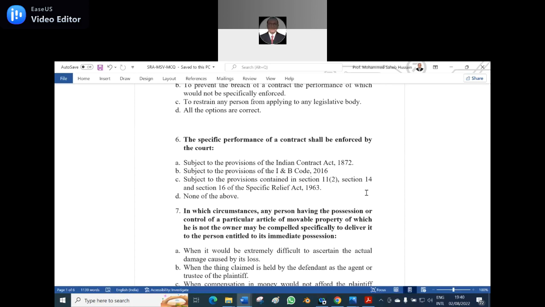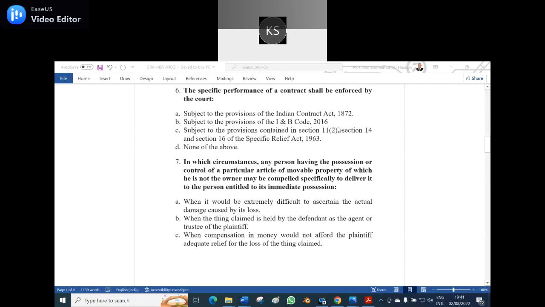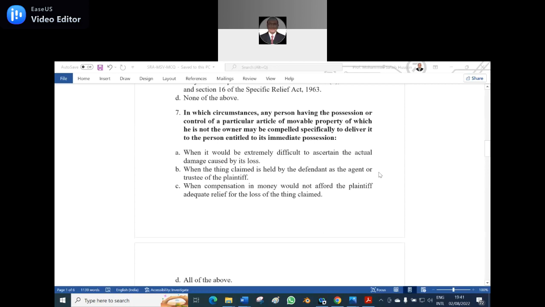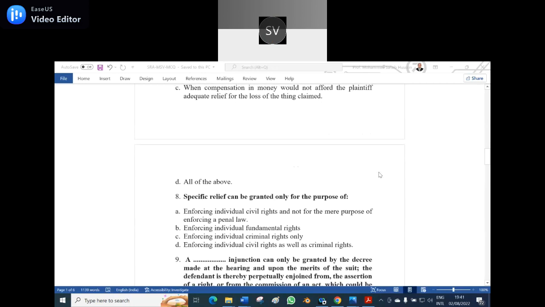Seventh question. In which circumstances may any person having the possession or control of a particular movable property be compelled to deliver it to the person entitled to its immediate possession? Option A, when it would be extremely difficult to ascertain the actual damage. Option B, when the thing claimed is held by the defendant as agent or trustee of the plaintiff. Option C, when compensation in money would not afford the plaintiff adequate relief for the thing claimed. Option D, all of the above. Option D, all of the above.